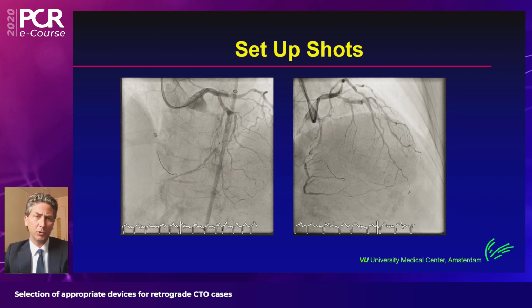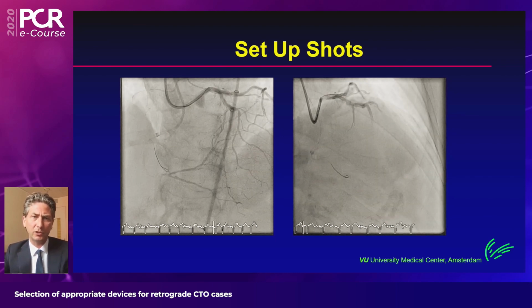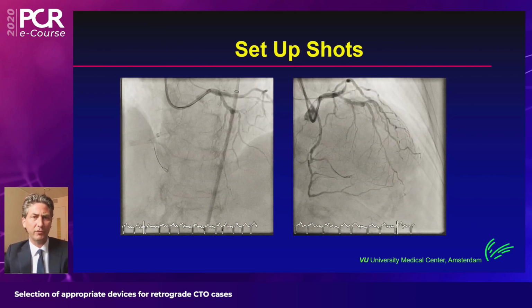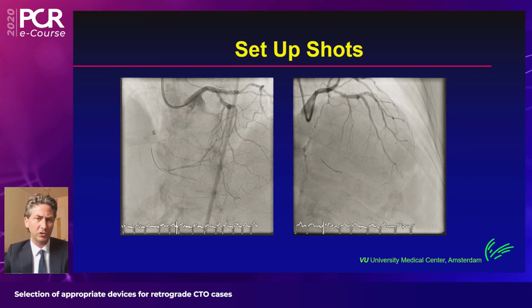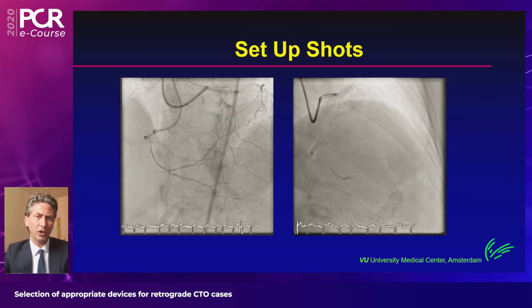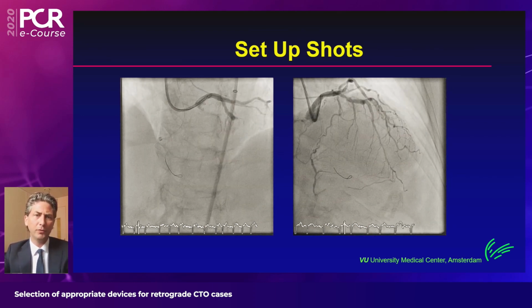These are the setup shots, and as you can appreciate, it's a double arterial access. There's an unplugged guide catheter, 0.75 French to the right, which is the CTO artery, and there's an EBU 3.5 7 French through the wrist on the left.